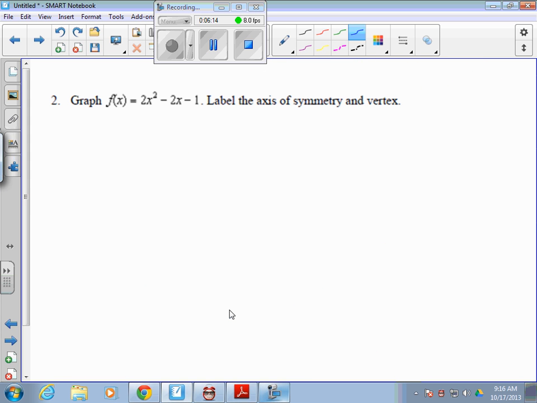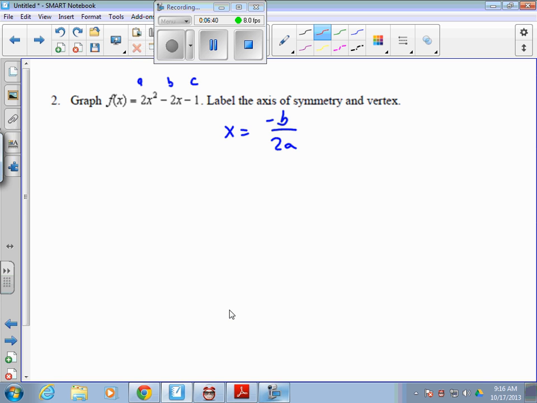It says label the axis of symmetry and the vertex. This one's the same thing, but we have easier numbers with this one. So you're doing basically the exact same thing, except we're going to graph it and then we're going to label it. So you have to find the axis first. It's still x equals negative b over 2a. This is still ax squared plus bx plus c.